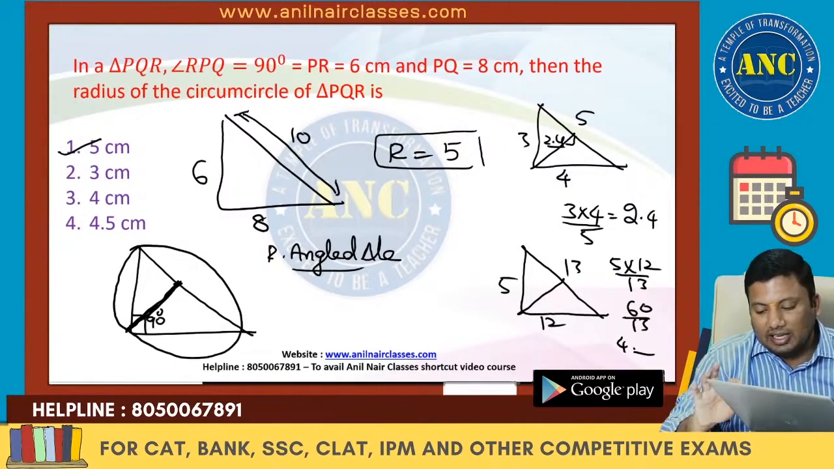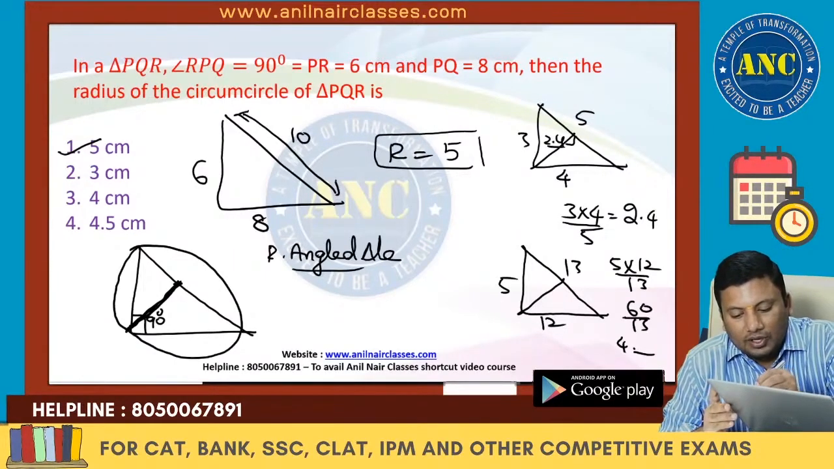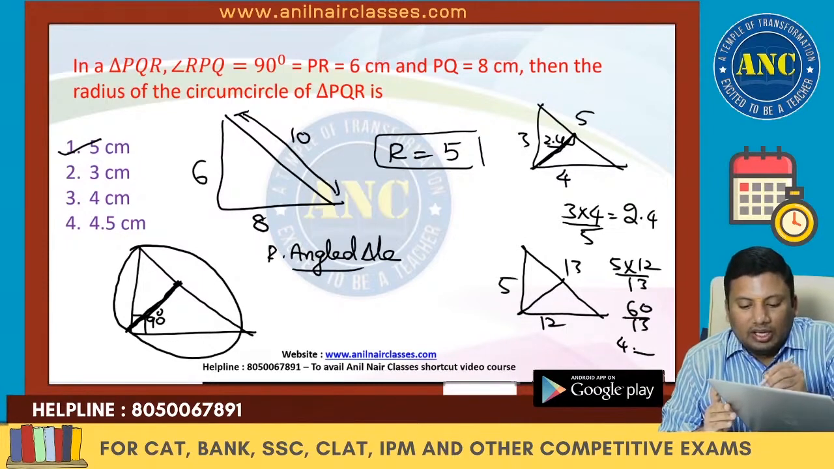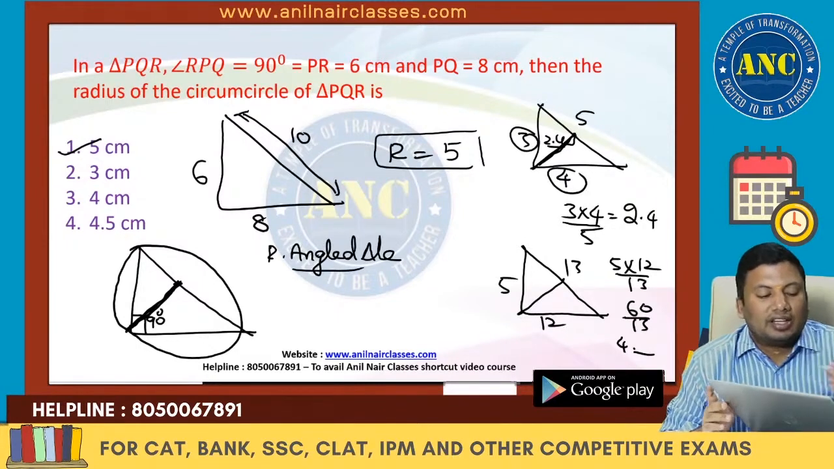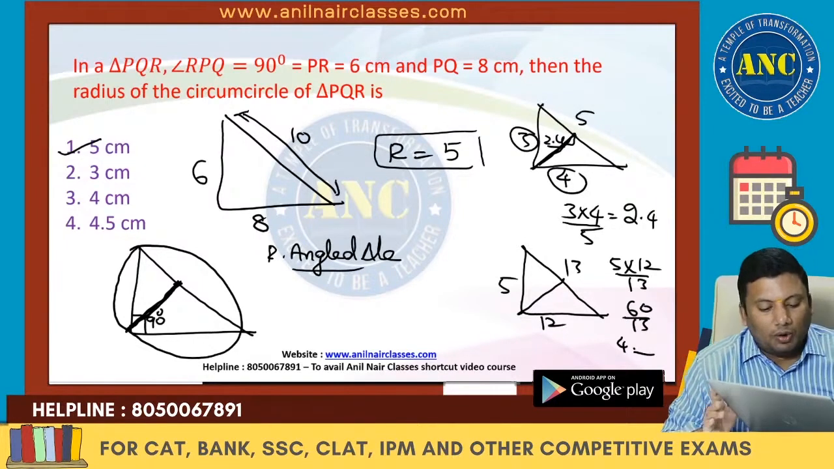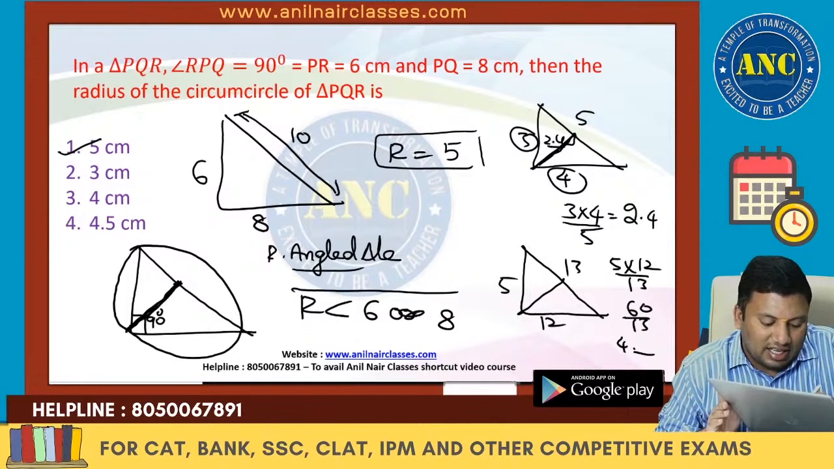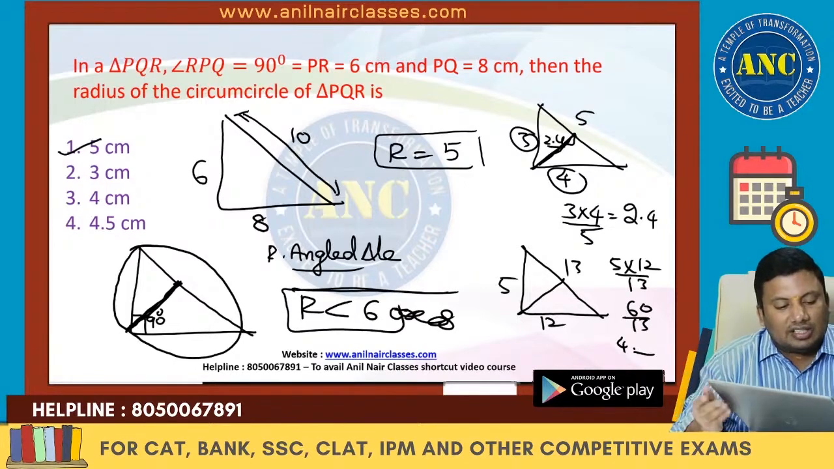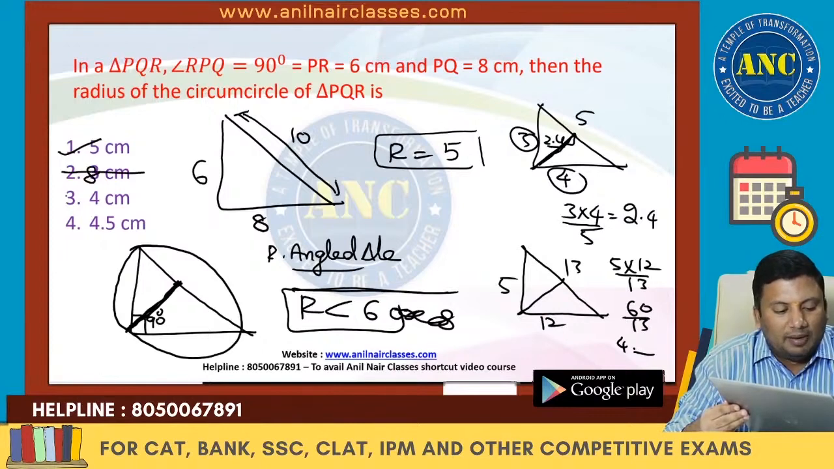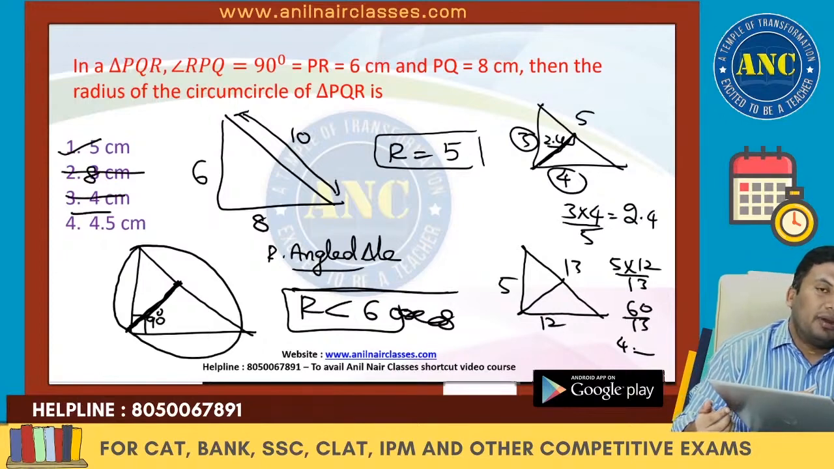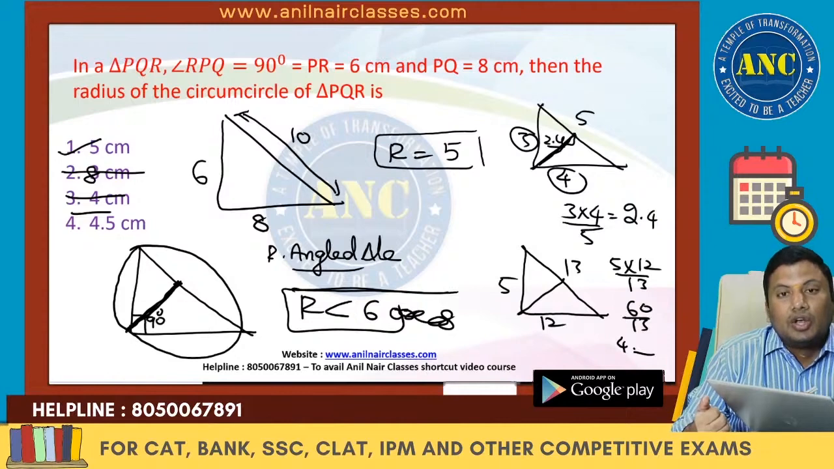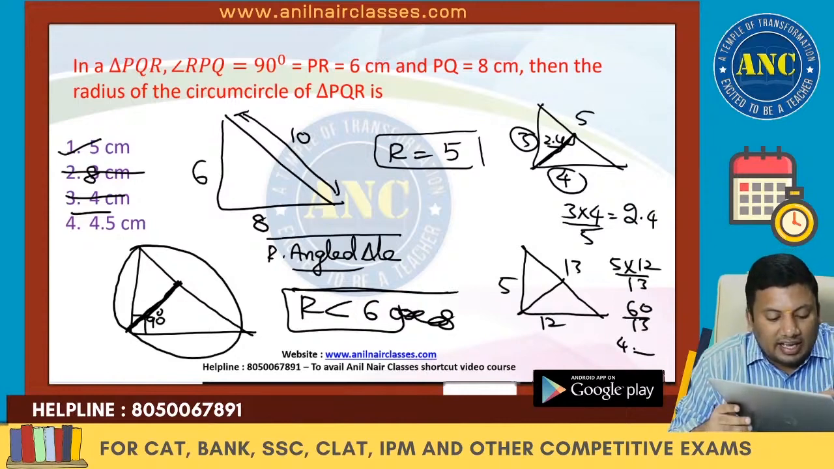Can I say that this height value is always less than the sides where the right angle is formed? I hope it is clear. So R is always less than 6 or 8. In fact, it is less than the smaller value. R is less than 6. If there is an option 8, eliminate it. The circumradius is always less than the smallest side in a right angled triangle.